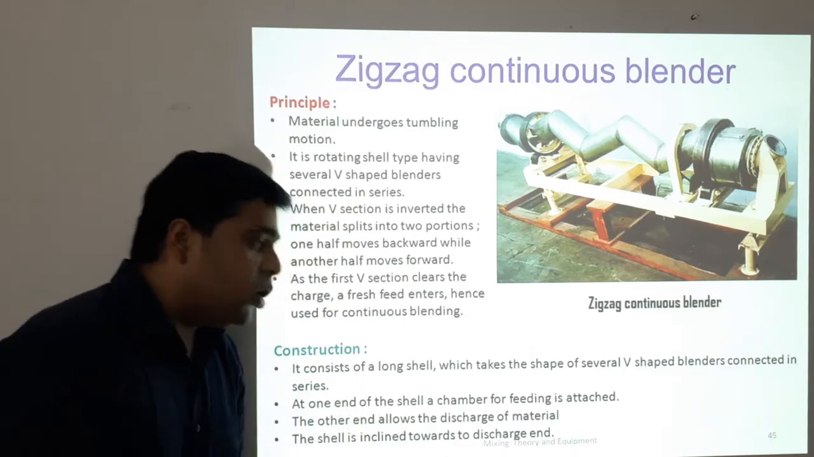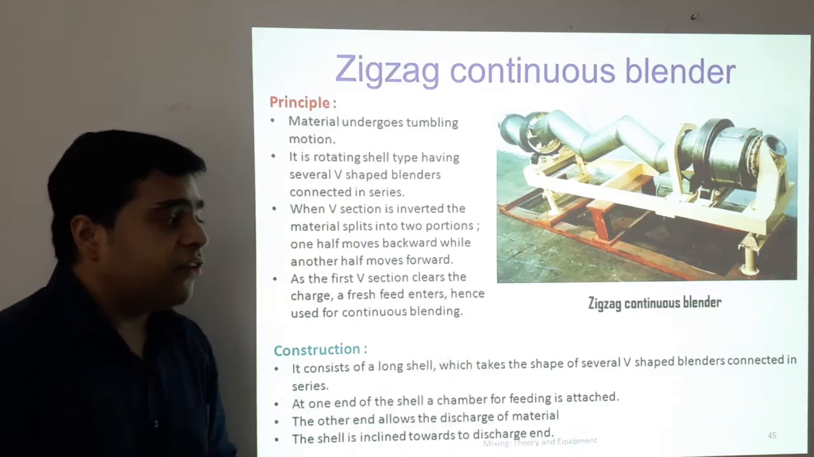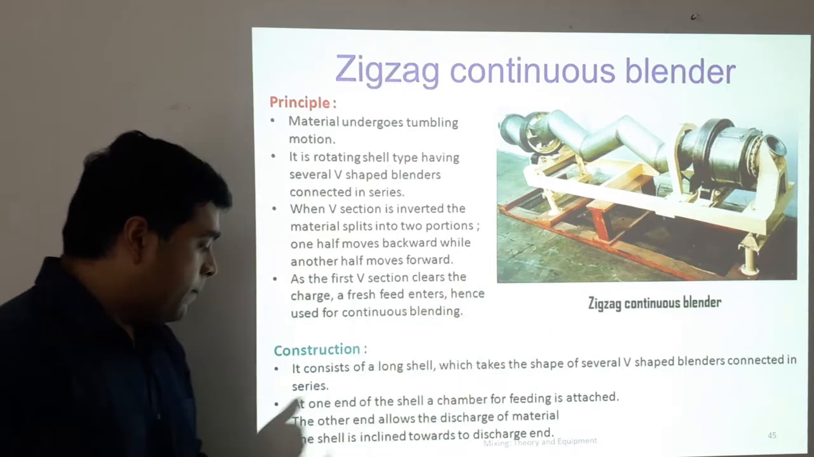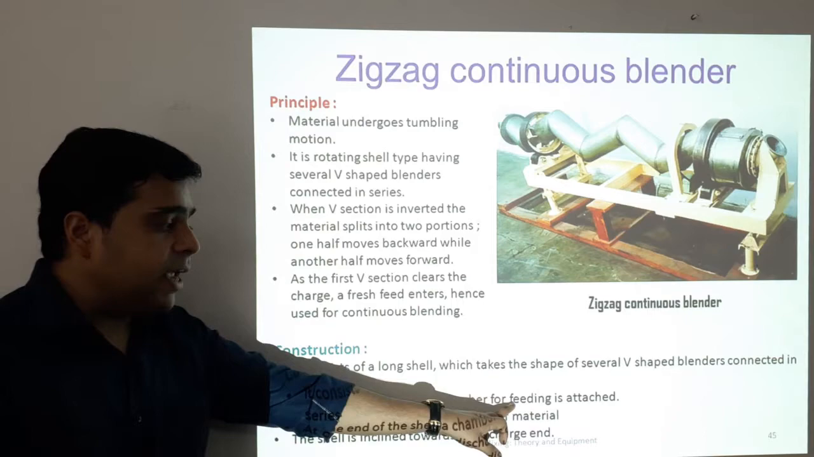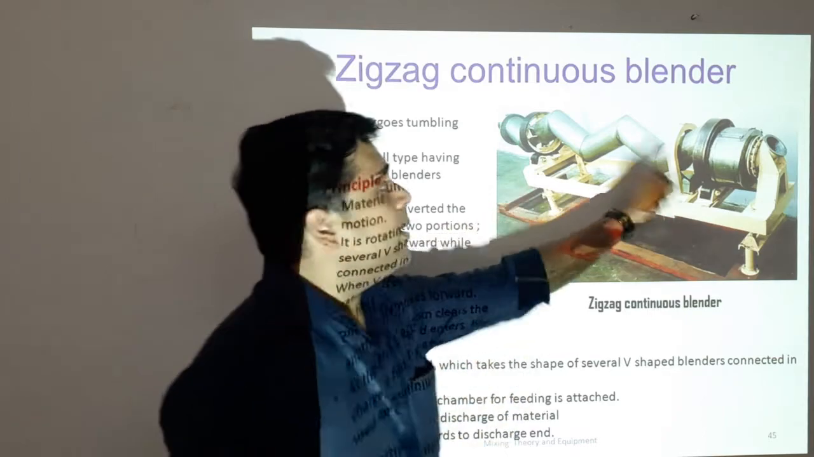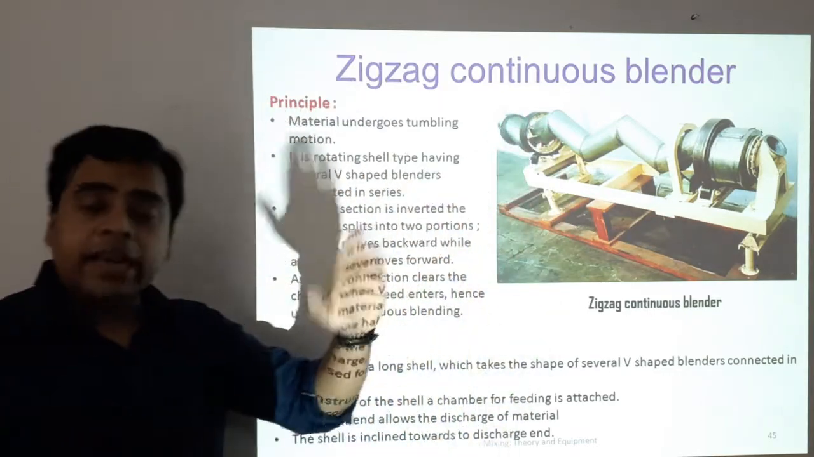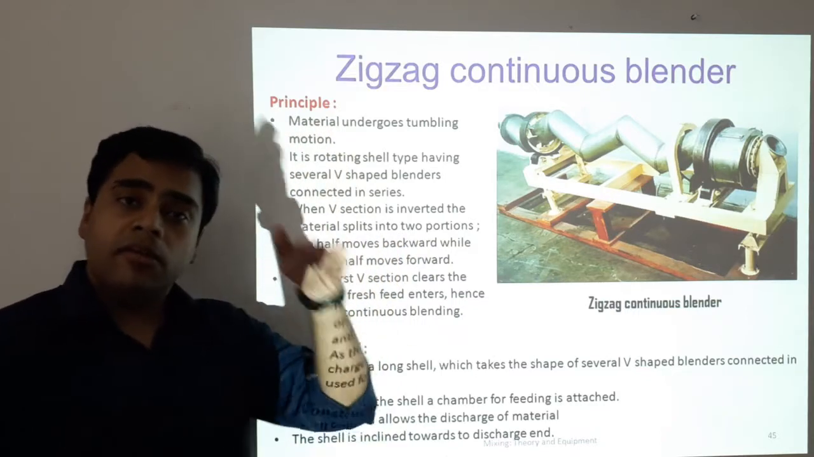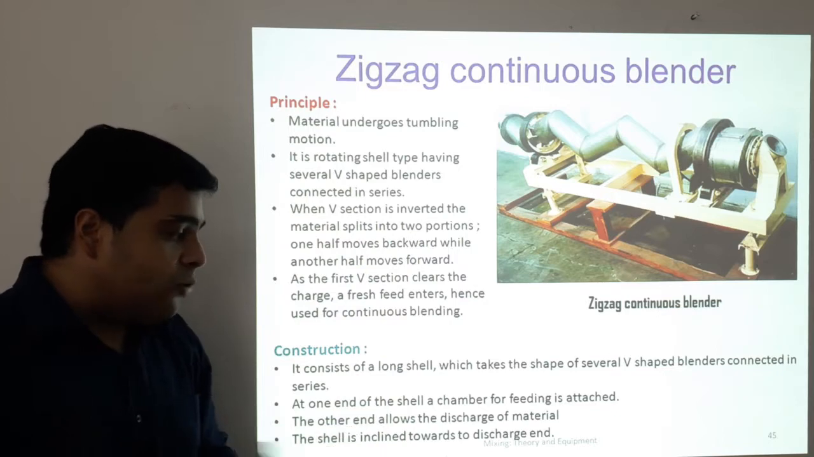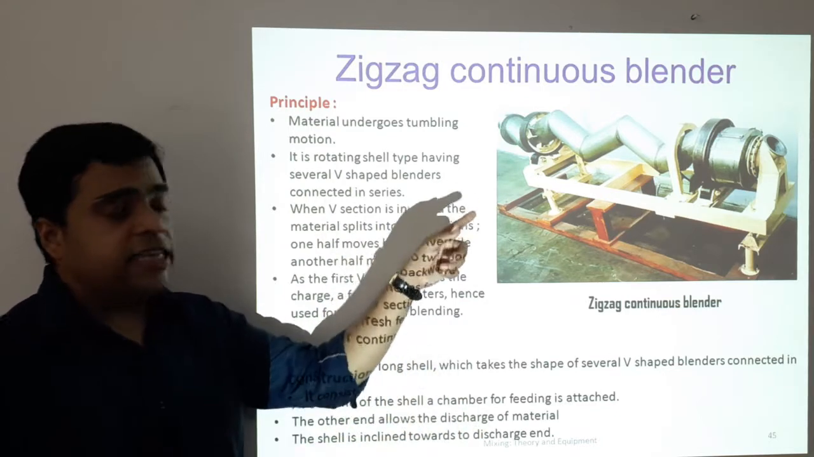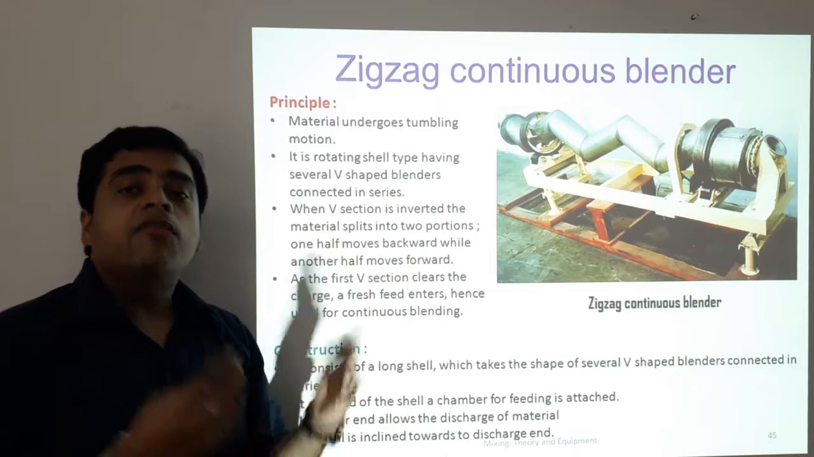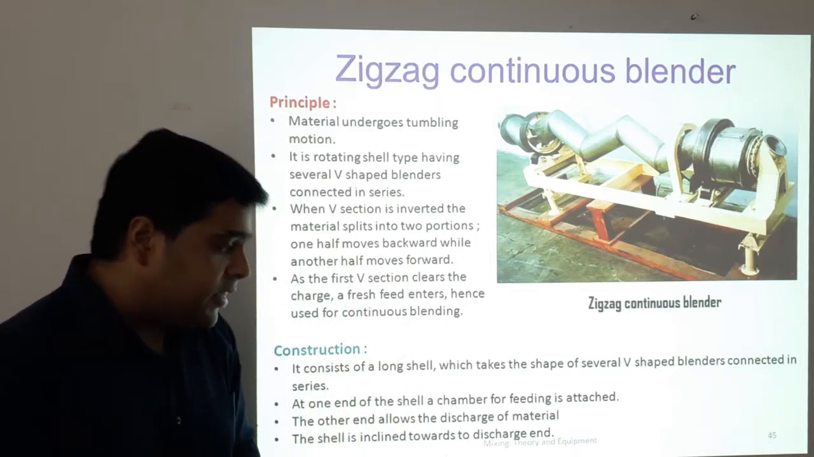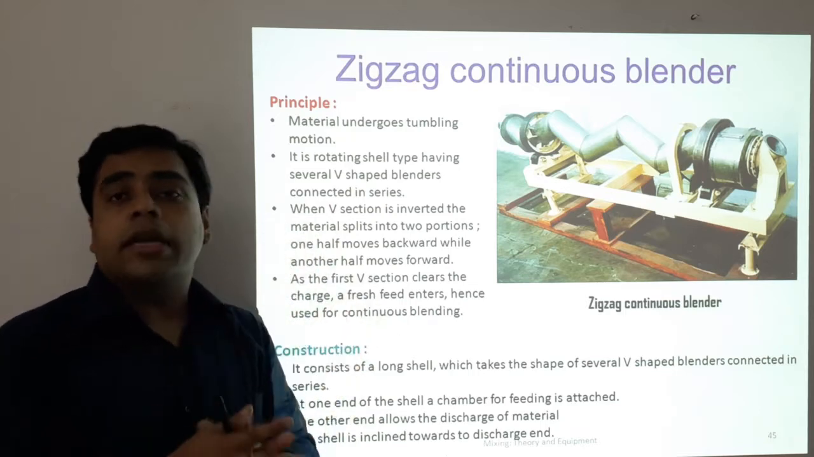It consists of a long shell which takes the shape of several V-shaped blenders connected in a series, as is evident from the diagram. At one end of the shell, a feeding chamber can be attached. In any one of the chambers, the feeding chamber is attached from which the feed can be continuously fed. The other end allows the discharge of material. So at one end there is feeding, at the other end there is discharge of the material. The shell is inclined towards the discharge end. That is also another important point.